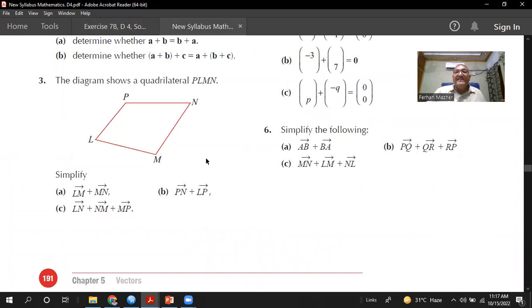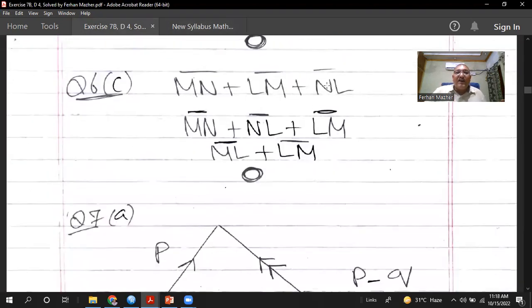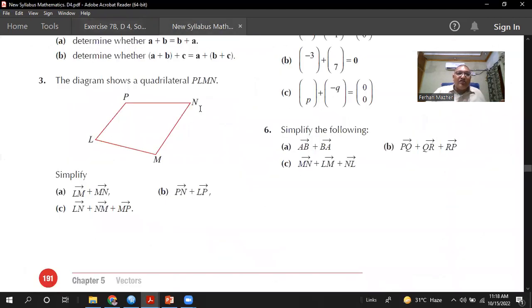Okay, so C part is MN plus LM plus NL. So first of all, I will write this NL here and LM on the third position. Now MN plus NL, it will be ML. So ML, ML plus LM. So your starting point, finish point, same point. So the answer will be zero vector. So that was the question number 6.